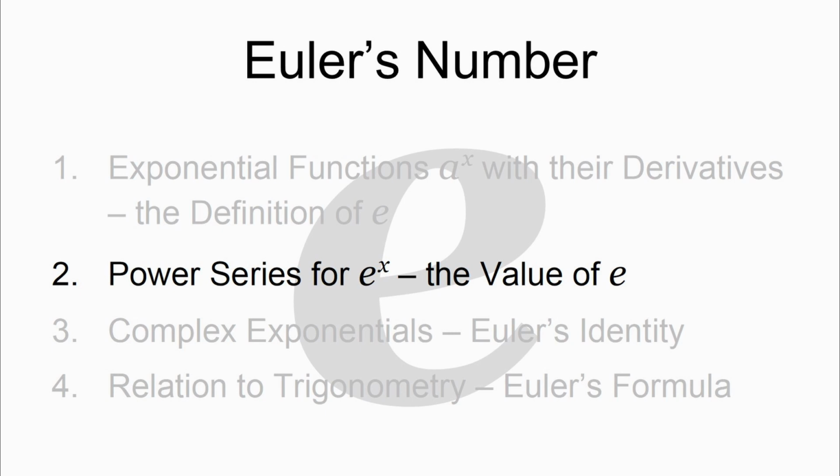This will be done in the form of an iteration procedure, starting from the definition of e to the x that resulted from section 1, namely that the derivative of e to the x is identical to itself. Eventually, by substituting 1 for x into the resulting power series, the number e will be found with high precision. The convergence behavior of the series will be paid special attention to.